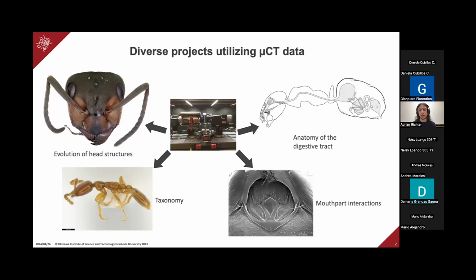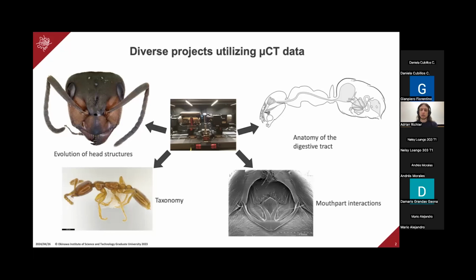Then I will talk a little bit about the anatomy of the digestive tract in ants. That is something that played a little role in my PhD project, but that I have as my main project in my postdoc right now. But I actually don't have a lot of results yet. So I will only be talking a little bit about the direction that I hope to take that project in. Then I will talk a tiny bit about how I contribute to some taxonomic projects with micro-CT scanning.